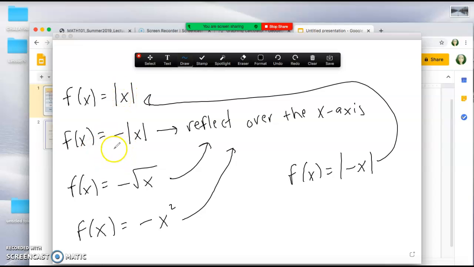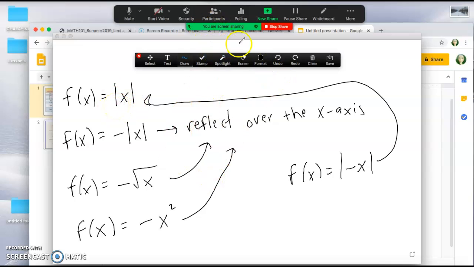But negative times the absolute value of x is different, right? Because you're taking the absolute value of x, which is positive, then you're multiplying it by a negative, so it changes to a negative. In the other case, anything inside the absolute value comes out positive, so even if your x value is negative, it's still going to come out positive, hence making the same graph as the absolute value of x.